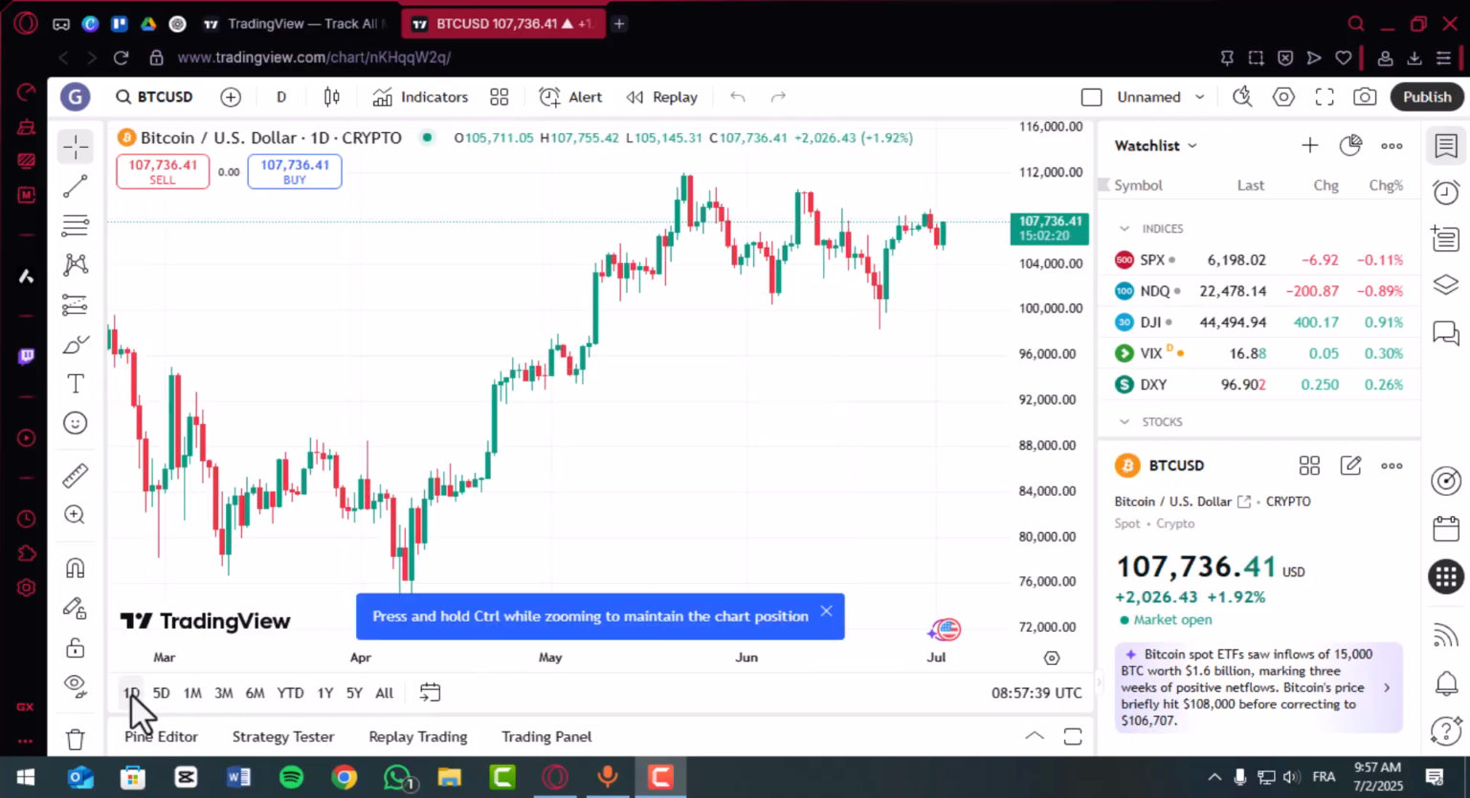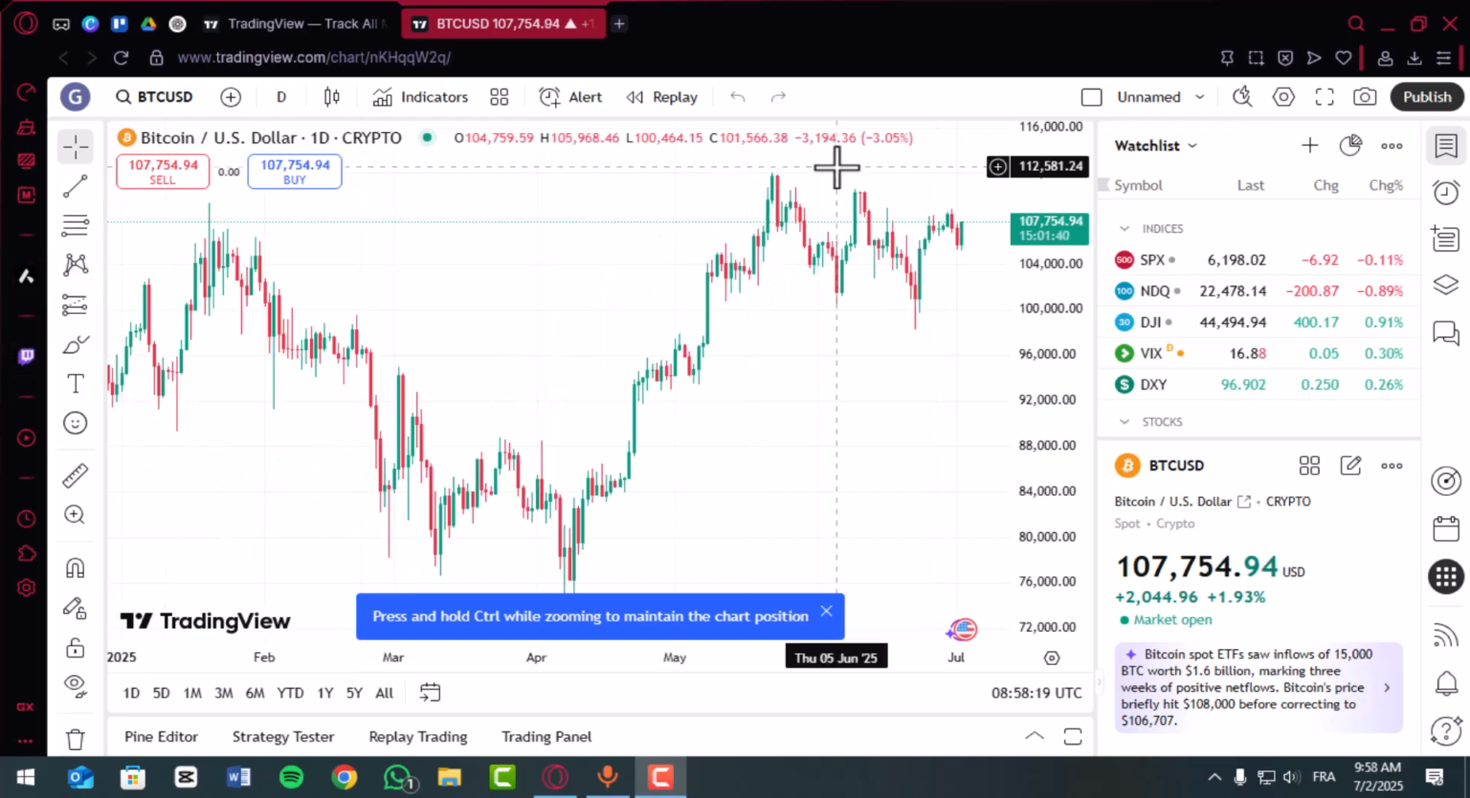From here, you can change the time frame: 1 minute, 5 days, 1 month, 3 months, 6 months, year. This is just how much price data each candle represents. On the left, you'll see drawing tools, trend lines, support and resistance levels, and more.